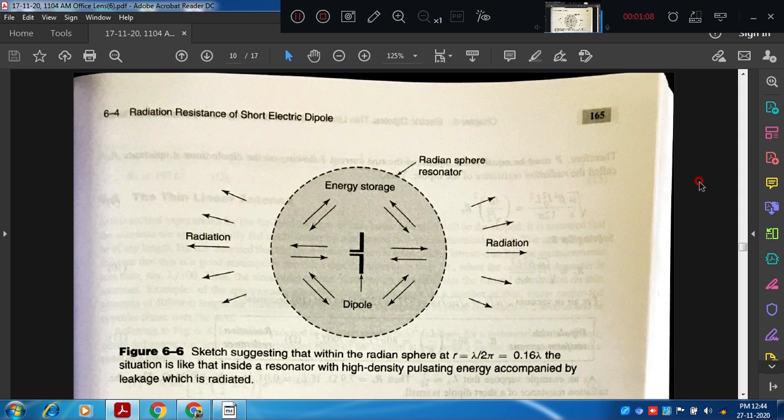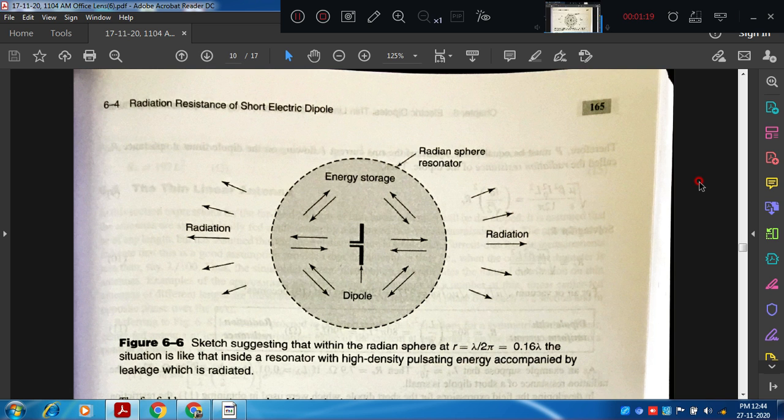Now see here, this diagram suggests that within the radian sphere at r equal to lambda by 2 pi, that is 0.16 lambda, the situation is like that inside a resonator with a high density of pulsating energy accompanied by leakage which is radiated. You can see here there is a dipole around which there is a circle. It's a radian sphere resonator, right? So radiations are in all directions. You can observe here.